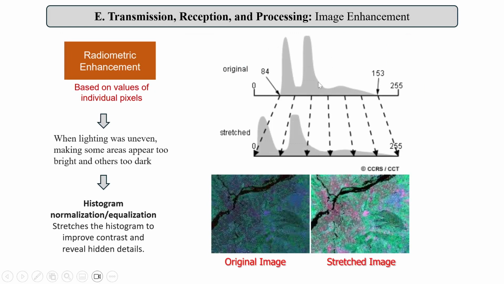If you see this image, this is the histogram of the original image, and this one is the original image. You can see the DN value. It was an image which has a radiometric resolution of 8-bit, so the DN values will start from 0 and go up to 255. But if you look at the original image histogram, it is starting from 84 and going up to 153. So it is not covering the entire range of DN values.